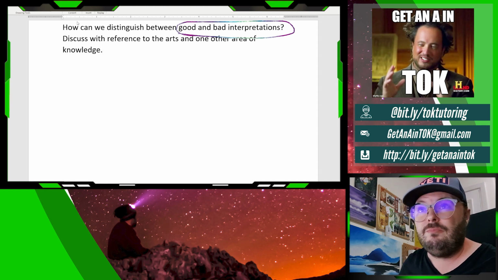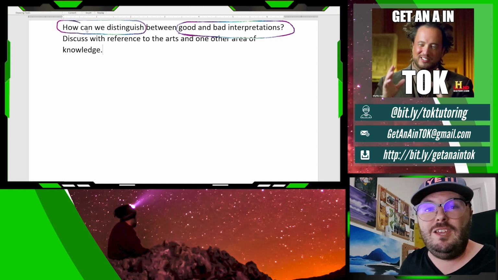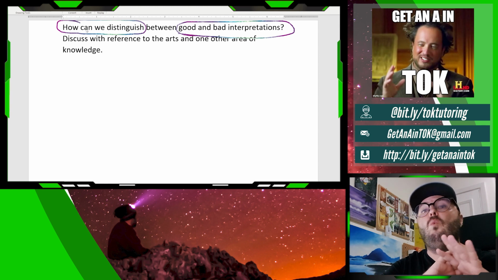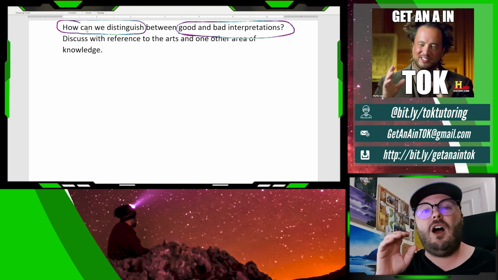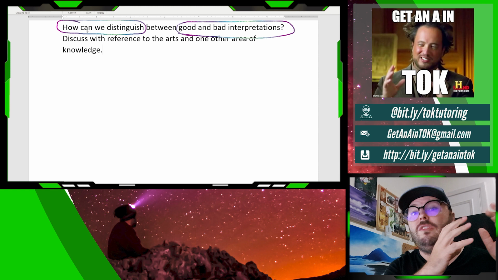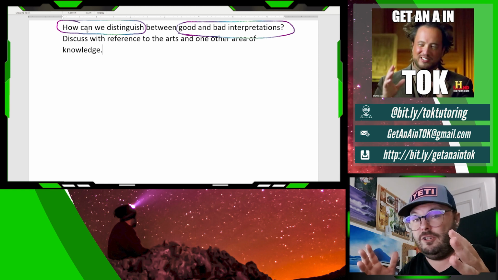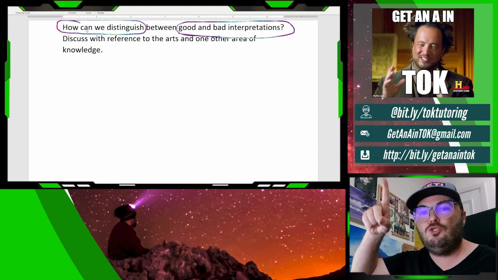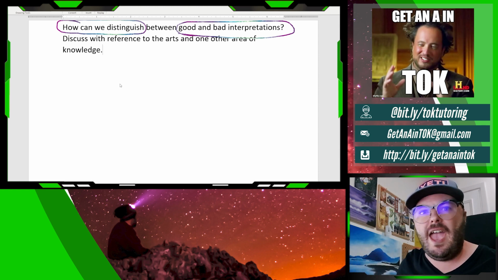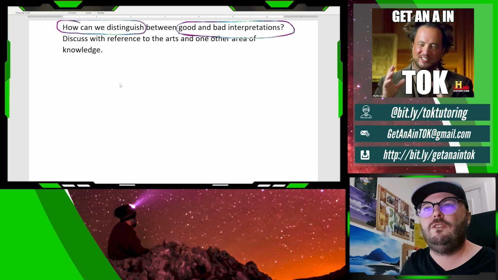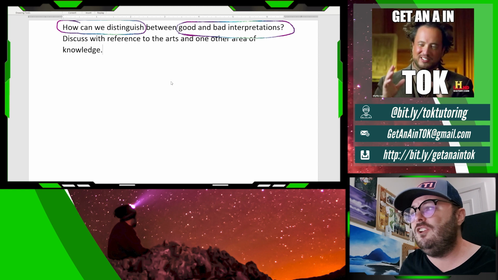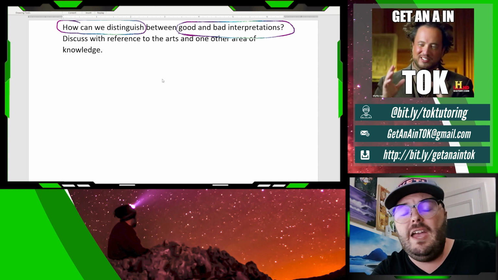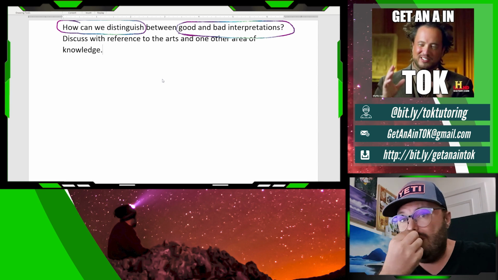But the question they're asking, and the answer that you're going to provide, is actually how we distinguish between the good and the bad. So regardless of what evidence you use, and honestly with this one the evidence really doesn't have to be that great, you want to be talking about not what happened, not what they believed, not how they interpreted. What you want to be talking about is how they drew that line between good and bad interpretation. So there's a little bit of a trick there, and some TOK prompts can get distracting, and this is definitely one.